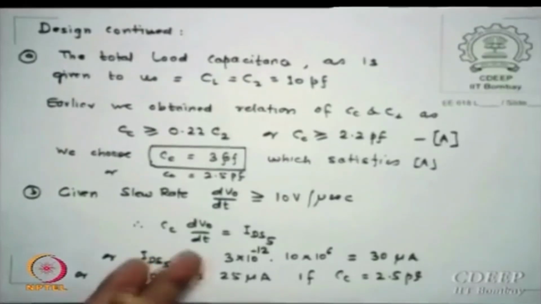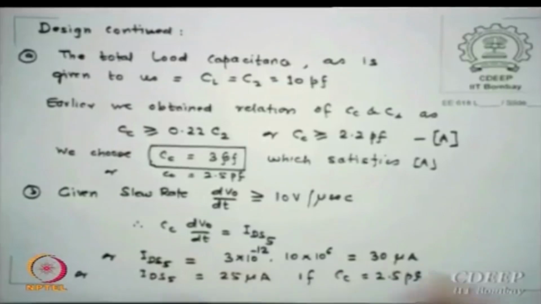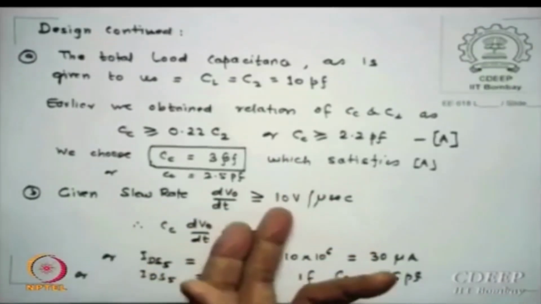Okay. Is that okay? So the choice of ISS, or what we now call IDS5, is now chosen from the choice of CC. So it will be different if you have a different CC. For example 3 shows 30, 2.5 is 25. So it depends, it is proportional. So you can even choose higher than this, because you are asking for higher than dV0 by dt, this 10 volt, but I am choosing 10.